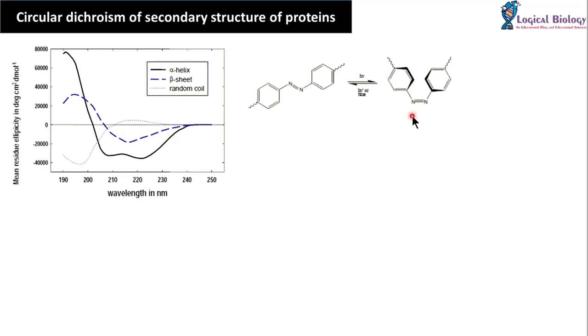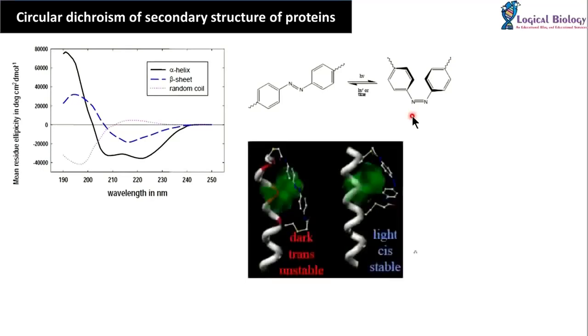They have attached this molecule to a protein. So here is this molecule attached to this protein, and this is the condition of dark. In dark, this molecule is a trans molecule. When it is bound with the protein in the trans condition, the protein is less helical. And once you give it light, the molecule converts into the cis conformation.